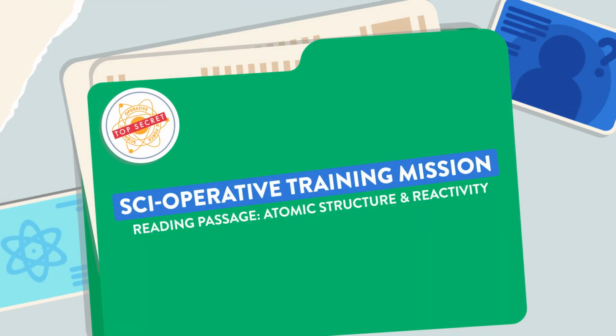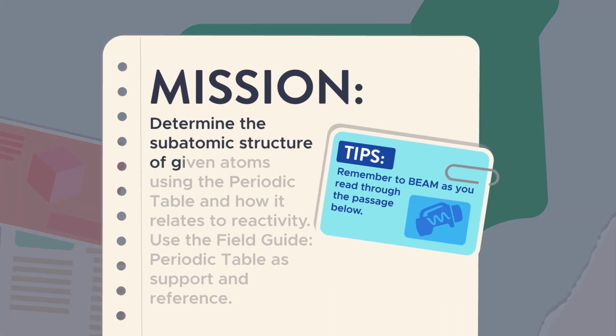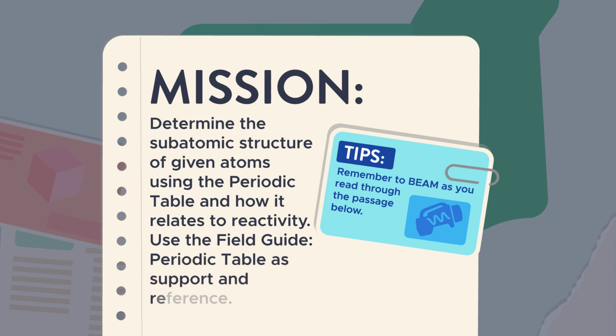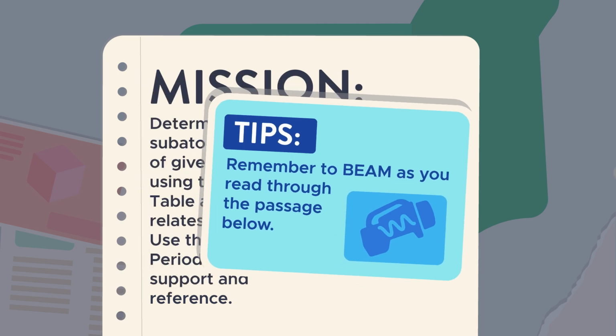Top Secret Sci-Operative Training Mission. Reading passage: Atomic Structure and Reactivity. Mission: determine the subatomic structure of given atoms using the periodic table and how it relates to reactivity. Use the field guide periodic table as support and reference. Tips: remember to beam as you read through the passage below.